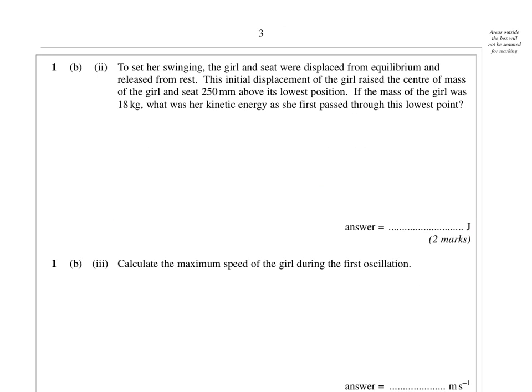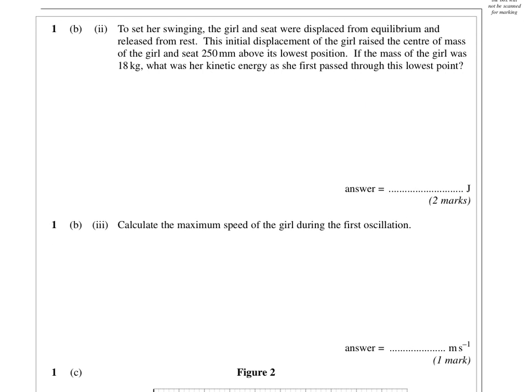Moving on. To set her swinging, the girl and seat were displaced from equilibrium and released from rest. The initial displacement of the girl raised the centre of mass of the girl and seat 250 millimeters above its lowest position. The mass of the girl was 18 kilograms. What was her kinetic energy as she passed through this lowest point?